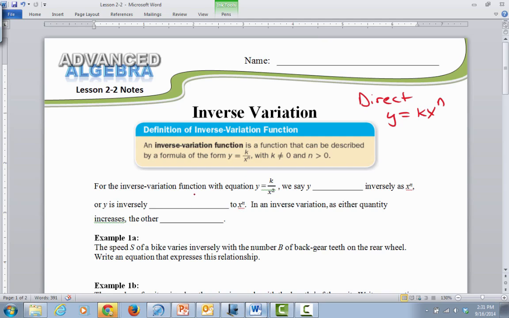So for the inverse variation function with equation y equals k over x squared, we say that y varies inversely as x to the nth. In this case, it was to the second because they gave us 2 there. Okay? Or y is inversely proportional to x to the nth. In an inverse variation, as either quantity increases, the other one decreases.